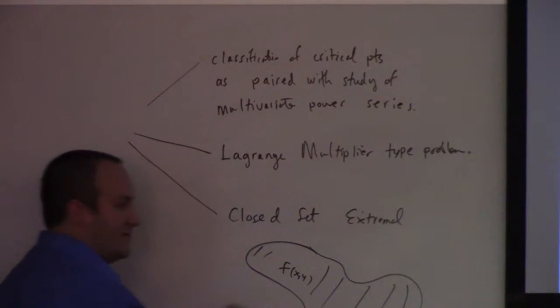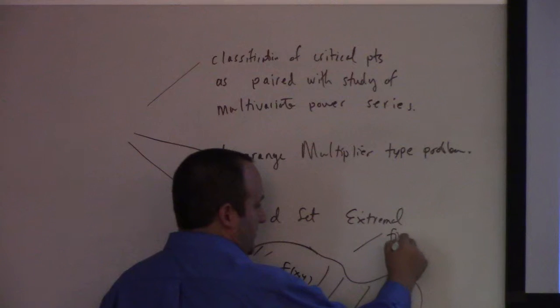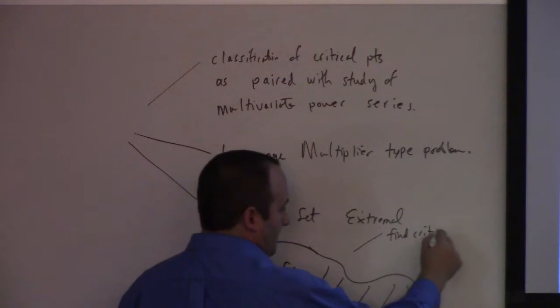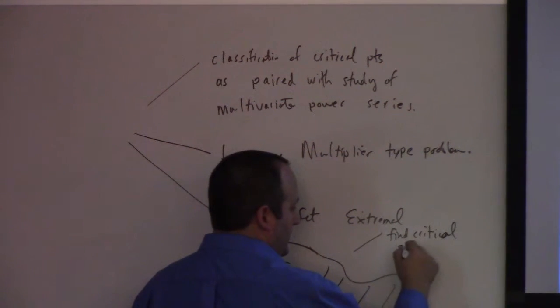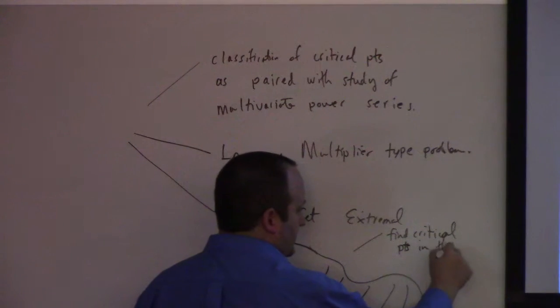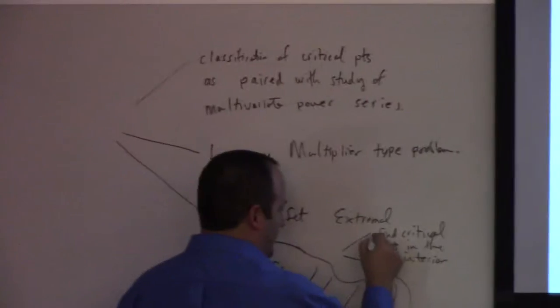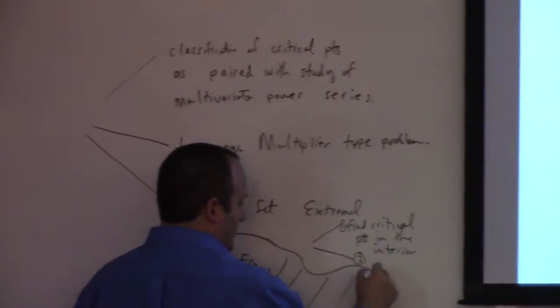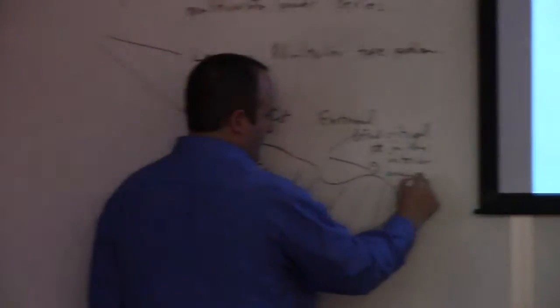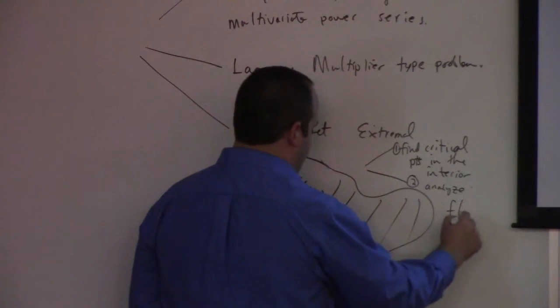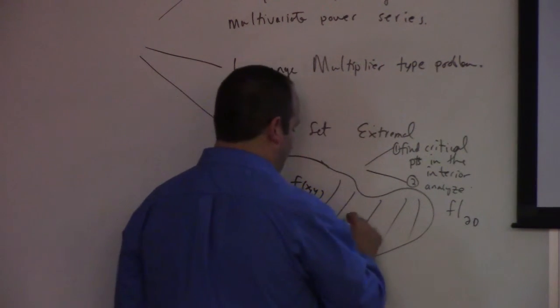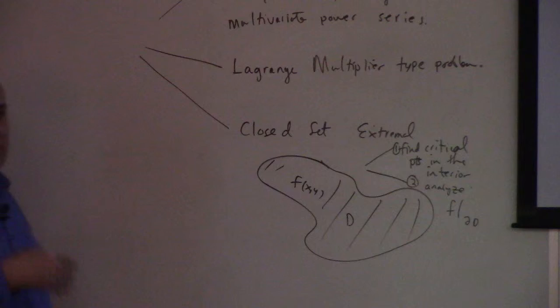It's a two-pronged attack. You find the critical points in the interior. That's step one. And then step two is you analyze f restricted to the boundary of D. How do you analyze f restricted to the boundary? Well, you either use Lagrange multipliers or you just straight up parameterize the function on the boundary.